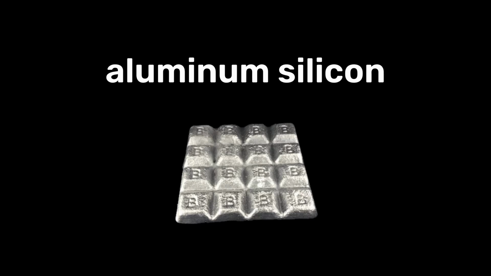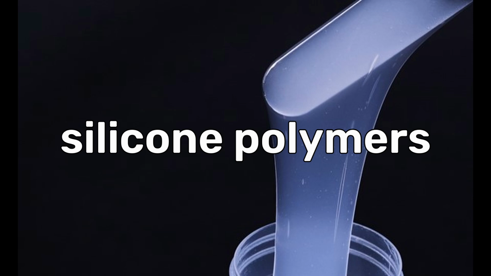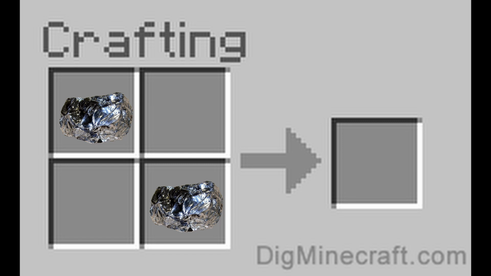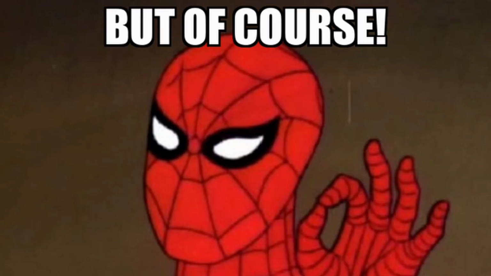Silicon can be used to make alloys like aluminum silicon to improve fluidity and increase resistance to hot cracking, helping with the castability and shaping of complex parts. Silicon-based materials such as silicone polymers are widely used in medical devices, adhesives, and sealants. Silicon is also a primary ingredient in the production of glass, ceramics, and cement. But of course, silicon's most well-known use is in electronics.